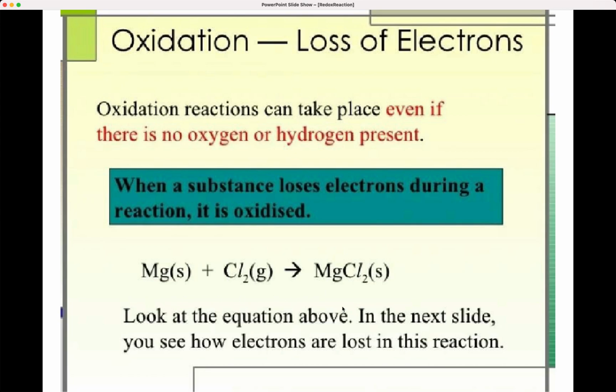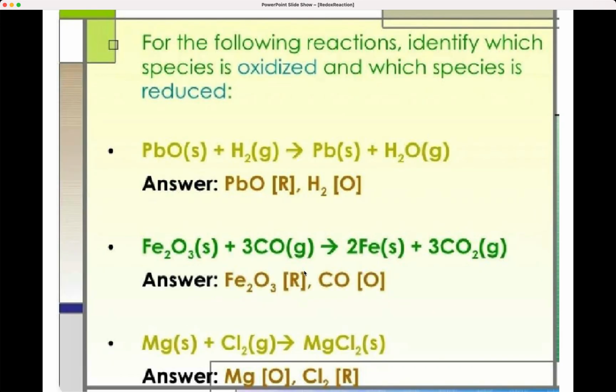Now, we can see how electrons are lost in this reaction. Now, here you can see particular reactions and identify which is oxidized and which is reduced. See here, PbO plus H2, we get Pb and H2O. Oxygen is lost here from PbO, and hydrogen is gaining oxygen. Look here, the reduction part is PbO to Pb, and the oxidation part is H2 to H2O.